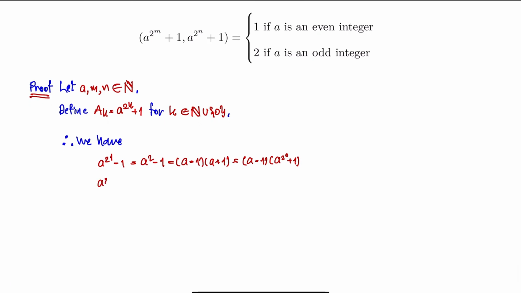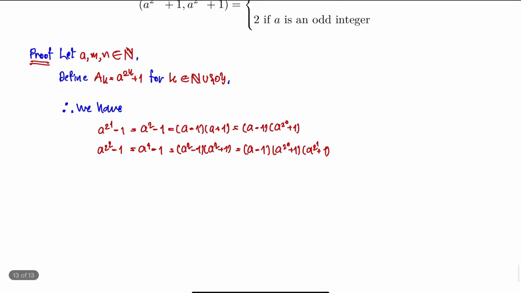Okay, let's try again. Let's have the case where a is raised to the 2 to the power of 2, so we have a to the 4 minus 1, which is a squared minus 1 times a squared plus 1. So a squared plus 1 cannot be factorized, but a squared minus 1 is this one, right? So we have a minus 1 as the first term, times a to the 2 to the 0 plus 1, times a squared plus 1. And a squared is a raised to the 2 to the 1.